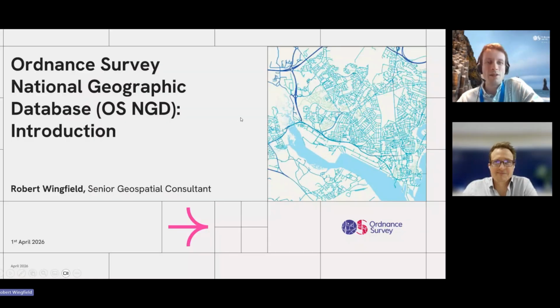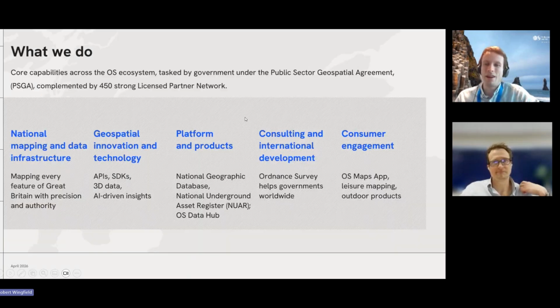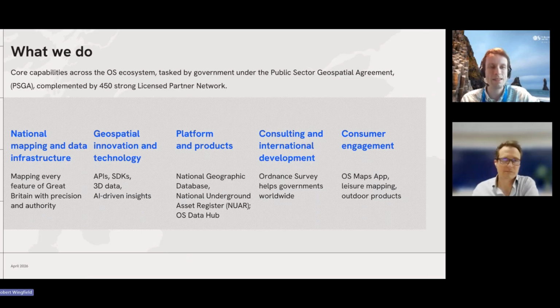There we go. So for those of you that don't know, just a little bit of a recap on who Ordnance Survey are. So we're a government-owned company. We sit under DSIT, the Department for Science, Innovation and Technology, and we're wholly owned by government. And the way that we work is if you're a member of the public sector, then you have something called the Public Sector Geospatial Agreement, which means you have access to Ordnance Survey data and services free at the point of use. And then we also have a fantastic partner network, of which CentiMaps is one of our many partners. And CentiMaps are absolutely fantastic to be working with.